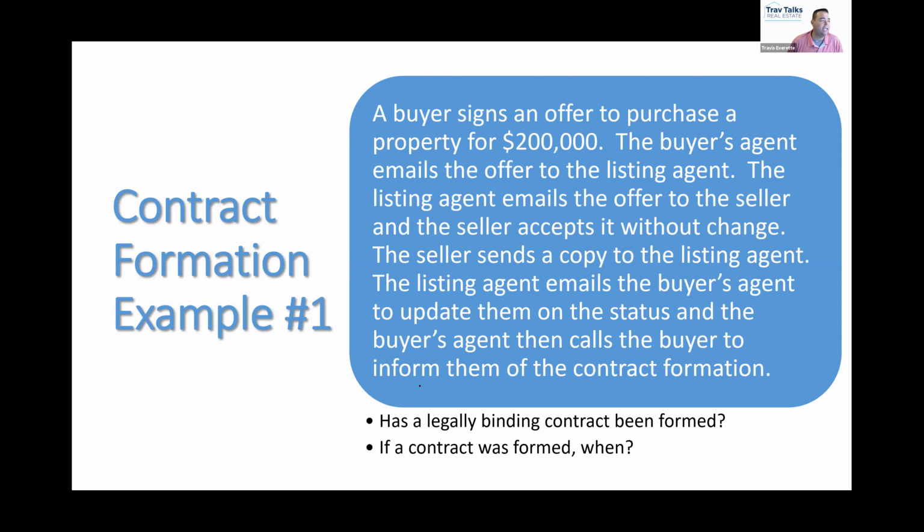So look at this example right here. We're going to go through several of these examples to kind of test you on this. It says a buyer signs an offer to purchase a property for $200,000. The buyer's agent emails the offer to the listing agent. The listing agent emails the offer to the seller, and the seller accepts it without change. The seller sends a copy to the listing agent. The listing agent emails the buyer's agent.